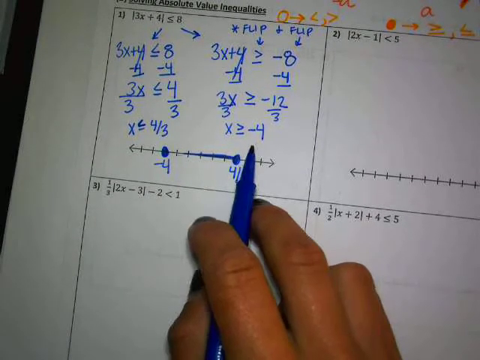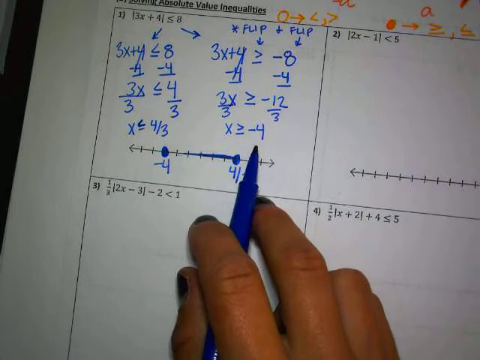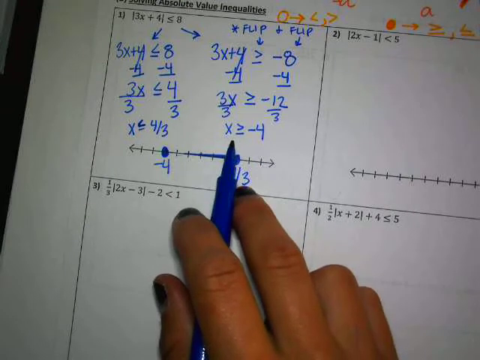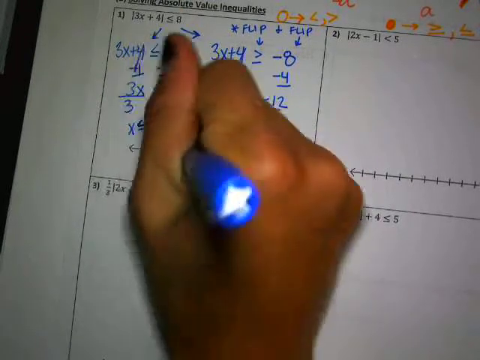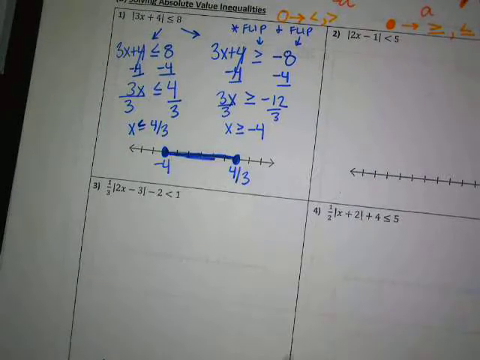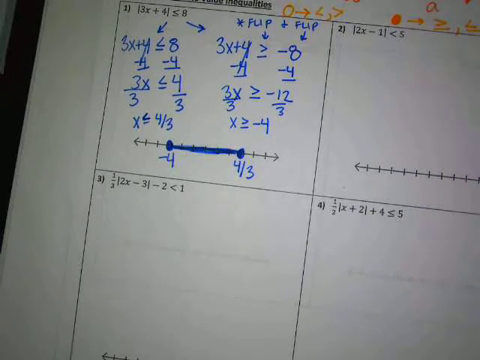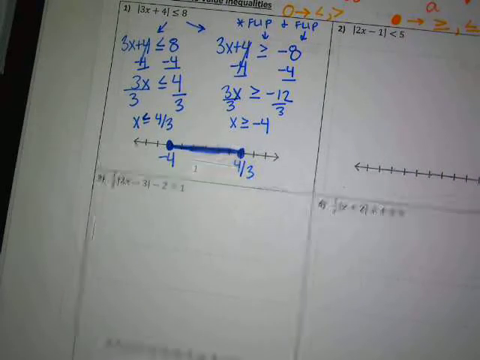On the negative 4, is that greater than or less than? Greater than. So are you going to the right or to the left? To the right. So you're going to be shading inside. Now, if you are not good with your less than or greater than signs, I have this little trick that you can use.